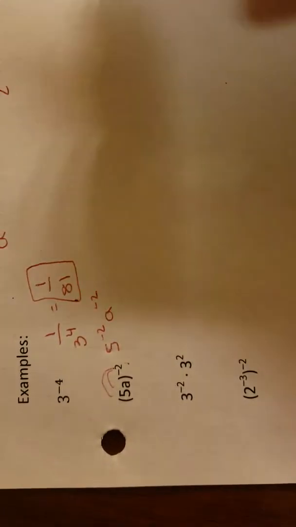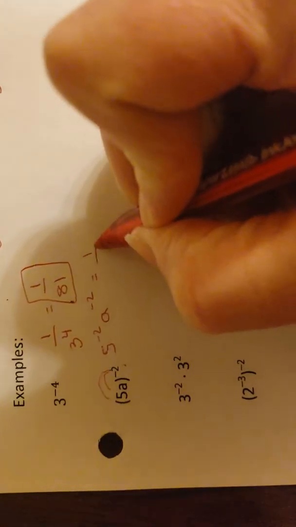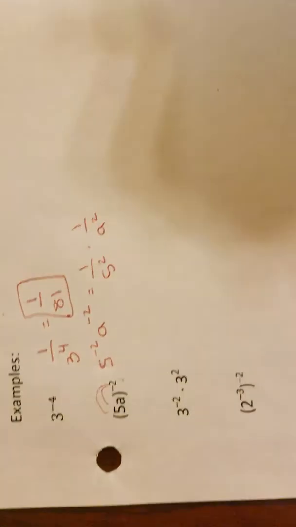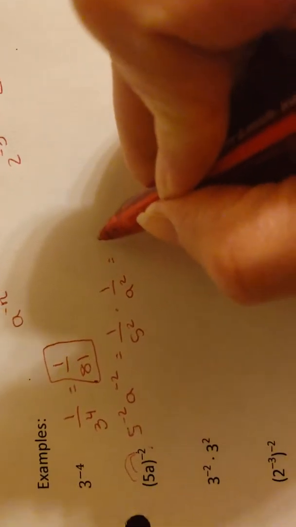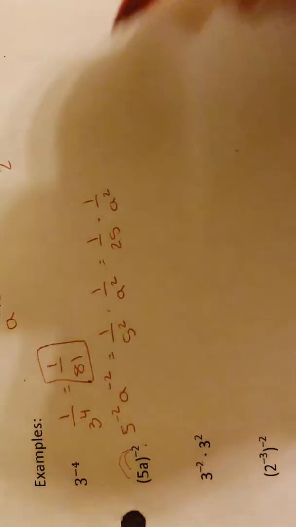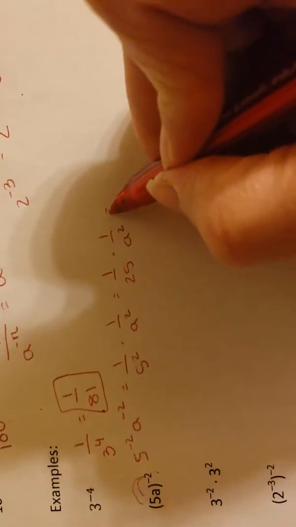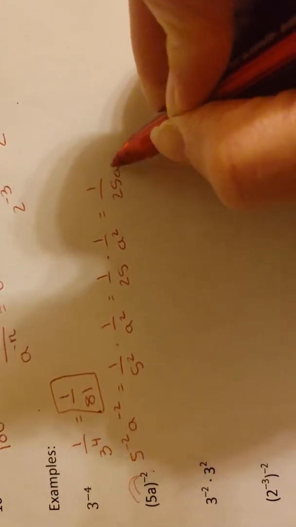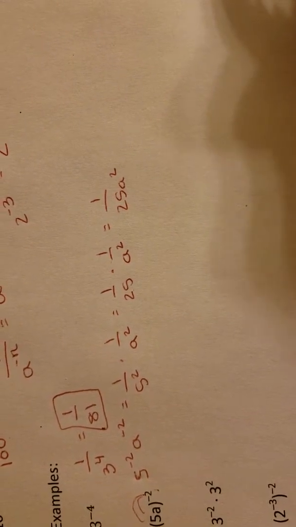And to write these using a positive exponent, I could say 1 over 5 squared times 1 over a squared. Well, 5 squared is 25, so I can say 1 over 25 times 1 over a squared. Keep simplifying. 1 times 1 is 1. 25 times a squared is 1 over 25a squared.